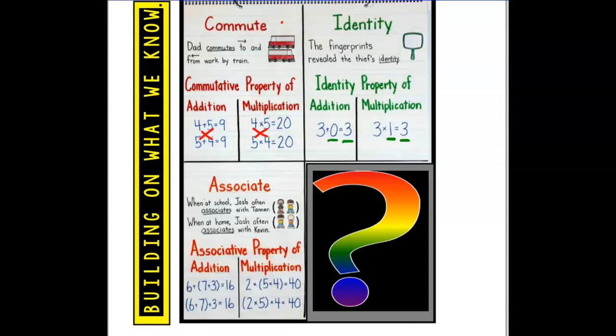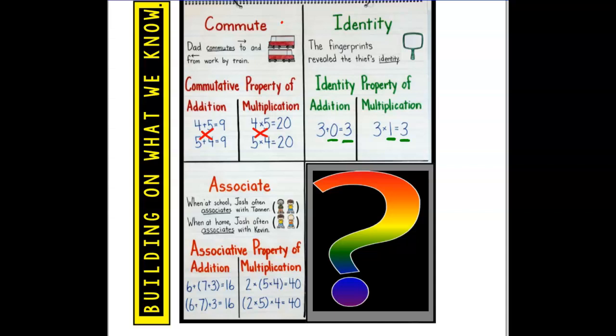Again, if we think about the word associate, remember that's who we kind of hang out with. We can associate with people at school and at home. So associative property. We also know that if you have like a law firm or a doctor firm, sometimes they'll say so-and-so and associates, because all those people work together.